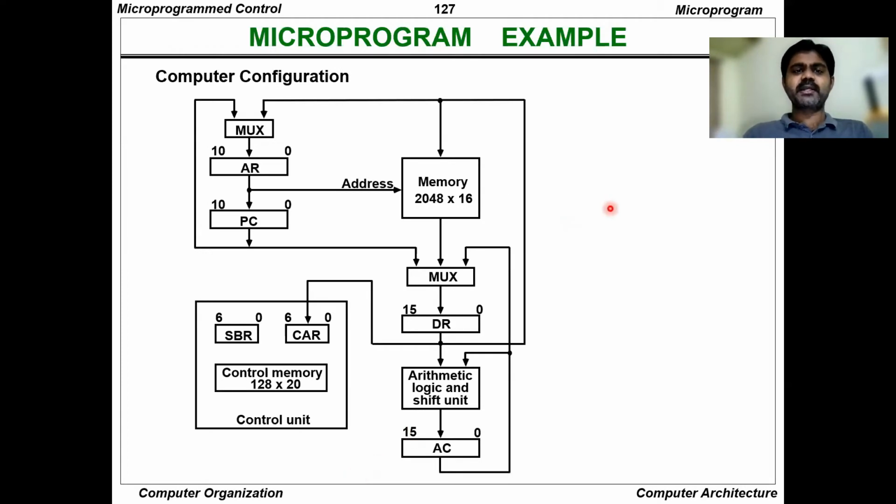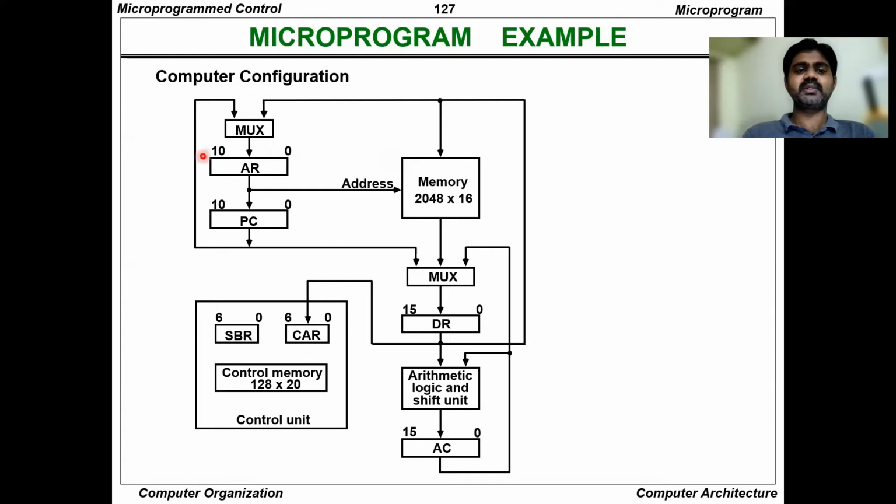The next one is the microprogram example. This is the most important. How are these instructions put together, and how do we get the computer configuration? As we know, we have a memory of 2048 by 16. This is the address, so for denoting the address, obviously we have an address register.